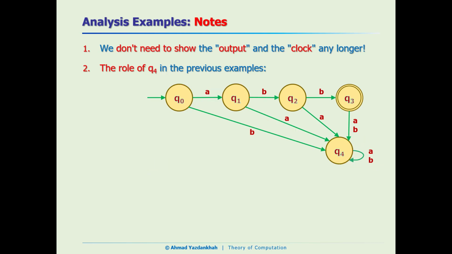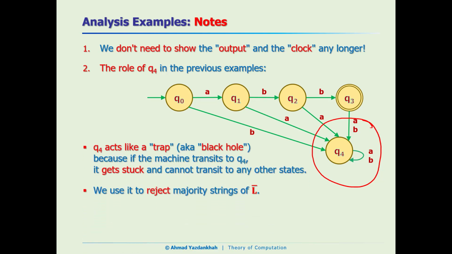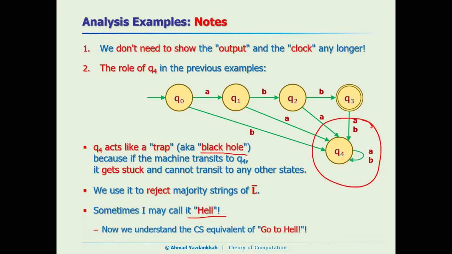Okay, so I think we have enough examples so far to understand that this is a trap. During the design, I will show you how we can create a trap. The trap is sometimes called a black hole, sometimes I call it hell, for example. And we use, as I said, the trap to reject the majority of strings of L bar.